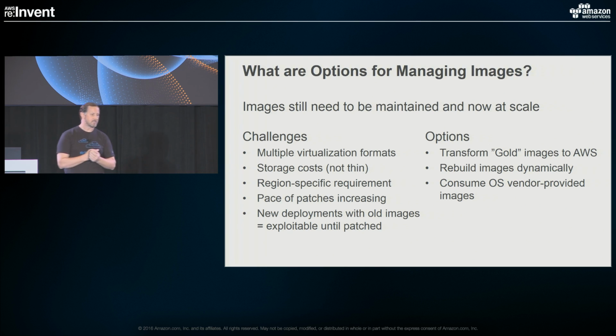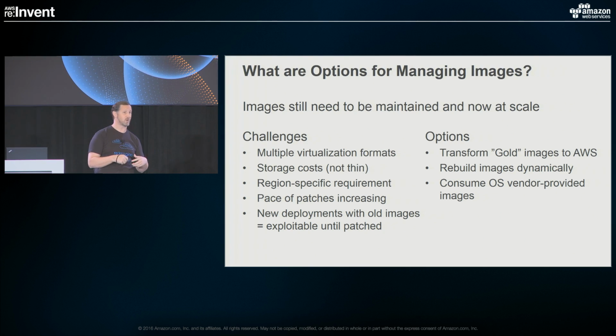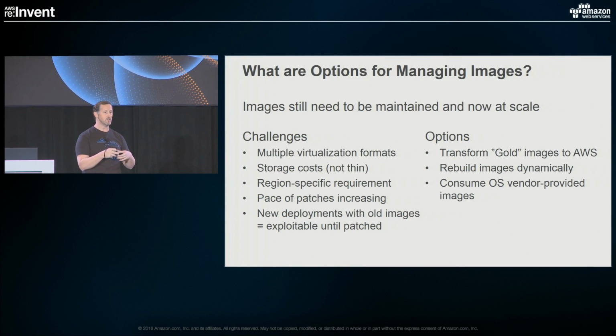So we have some options. We can transform these gold images you already have. There are ways to transform them, which means I've got them building in one place, and I then use some sort of bit-flipping image transformation process. There's a new announcement from Amazon and VMware together where VMware ESXi can now run Amazon, and there's a tool that will convert images from VMDK to the AWS AMI format. So that's an example of transforming your gold images.